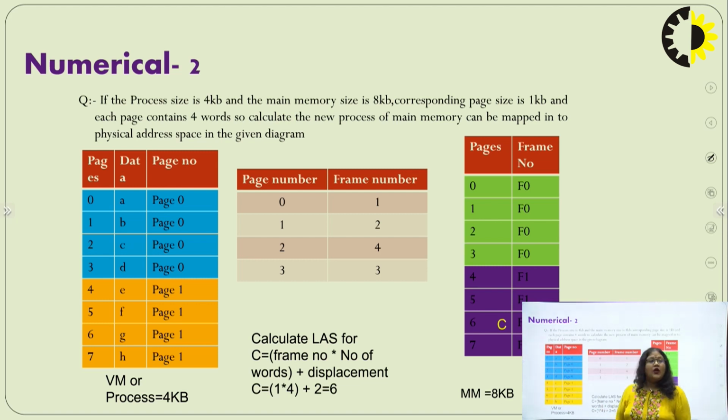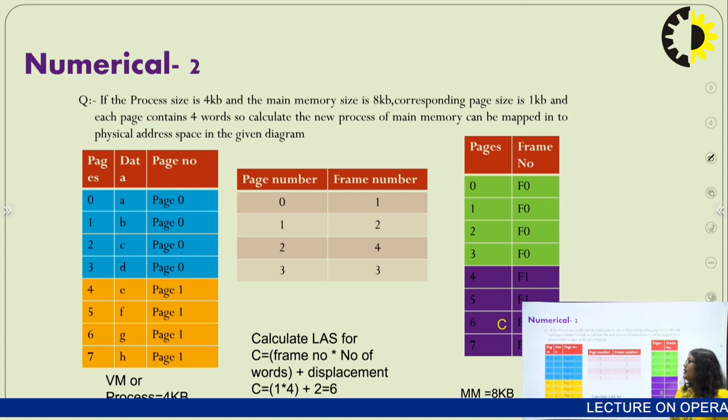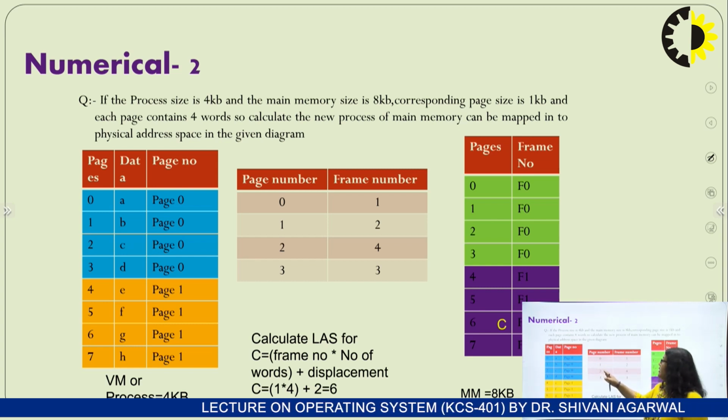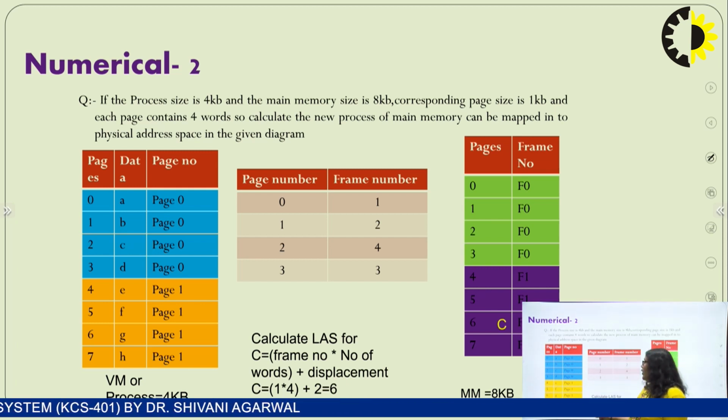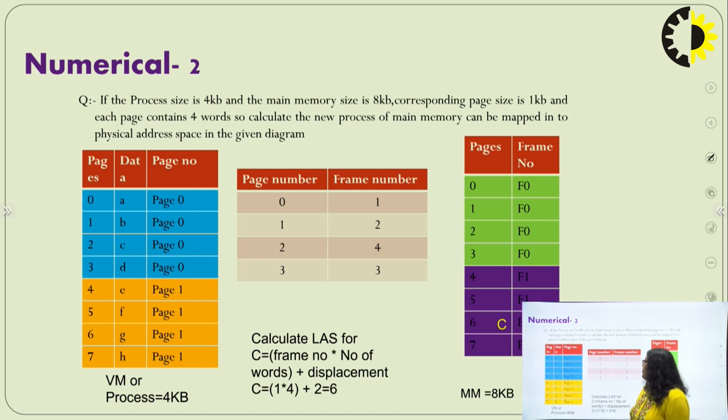Suppose in this particular example we have to calculate the data for C. So how do we calculate the logical address space for the content C? C belongs to page number 0, and first we have to check the PMT. So page 0 belongs to which frame number? Page 0 belongs to frame number 1. According to the formula of the logical address space, it is frame number multiplied by the number of words plus displacement. So it belongs to frame number 1 multiplied by 4, because each page contains 4 words. So 1 multiplied by 4 plus 2. 2 is the displacement. Basically C belongs to the displacement of 0, 1 and 2. So according to this example, the calculation of the logical address space for C is 6.